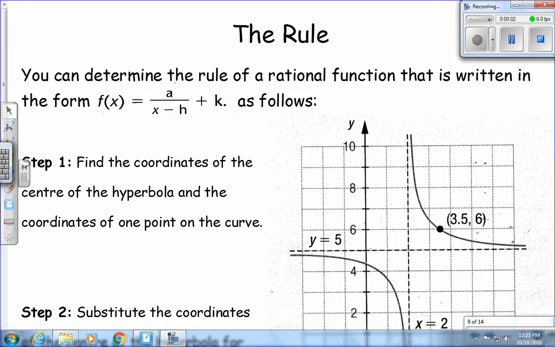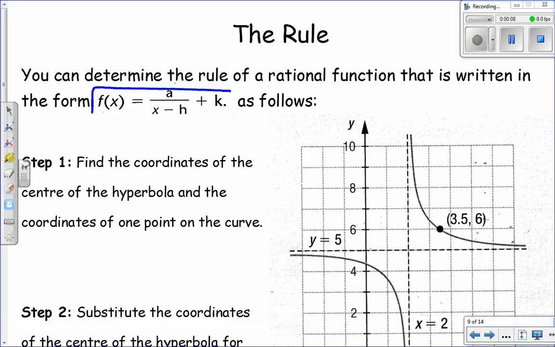So now that you saw what the graph looks like, we're going to need to find the rule. So what's important is that you start with the formula f of x is a over x minus h plus k. If you remember, h and k is the point where your two asymptotes meet.